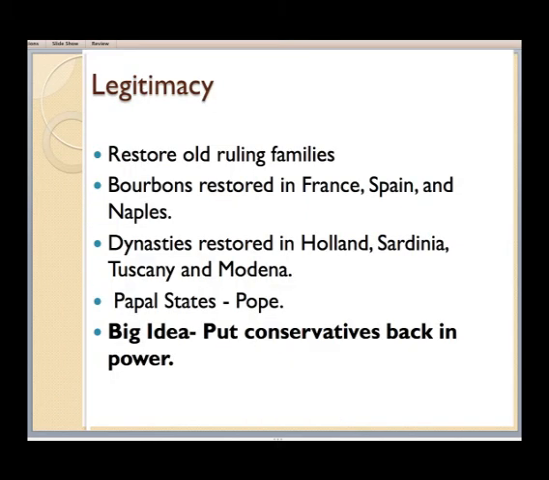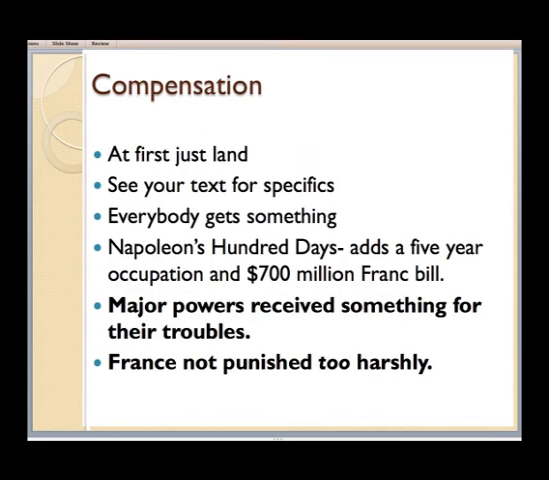Okay, here we go. Legitimacy. What are we talking about when we say legitimacy? We're talking about restoring some of the original ruling families. So any of the major ruling families around Europe that were displaced because of the Napoleonic Wars or the wars of the French Revolution, there's an attempt made to restore those families. The big idea here is that we're putting conservatives back on the throne to try and go to that pre-1789 era.